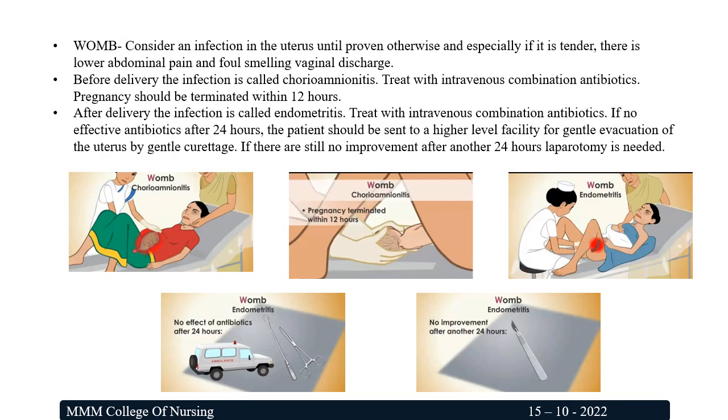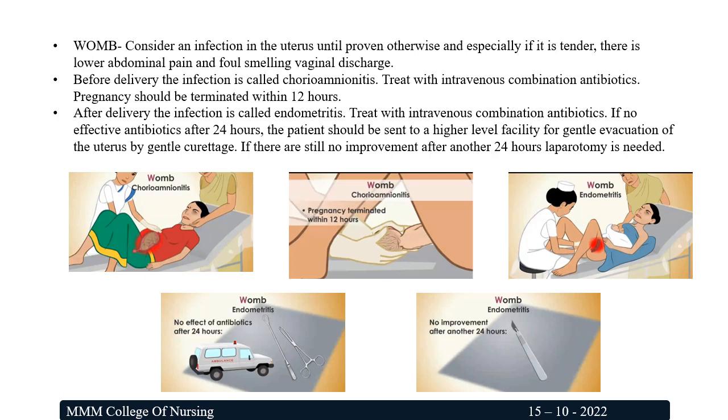Womb. Consider an infection in the uterus until proven otherwise, and especially if it is tender, there is lower abdominal pain and foul-smelling vaginal discharge. Before delivery, the infection is called chorioamnionitis. So as you see in the picture, okay, if the mother is pregnant and she is suspected of having sepsis, okay, the infection has gone to the bloodstream, then it is called chorioamnionitis.